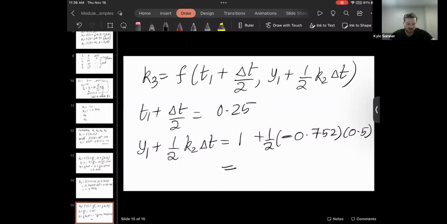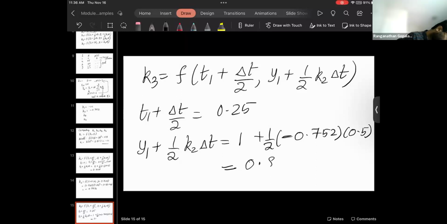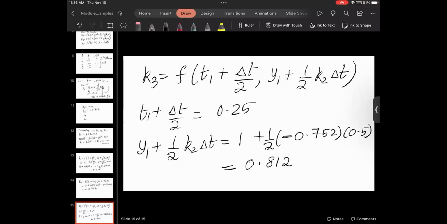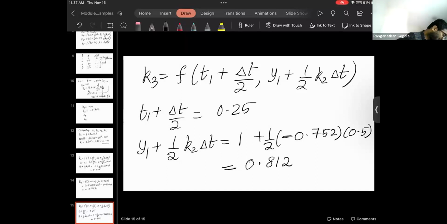I got 0.812. Is anyone able to confirm that? Yeah, I got that too. Okay, so those are the t and y values.